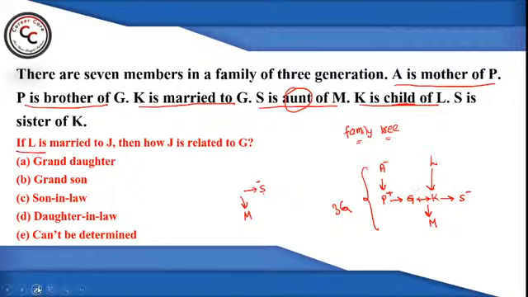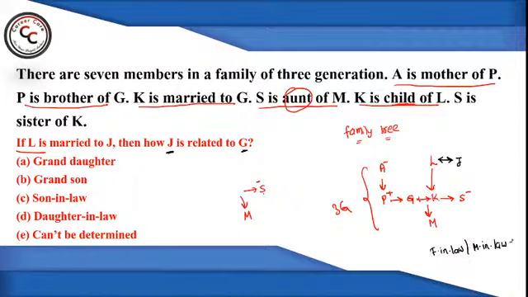See, if L is married to J, then how is J related to G? Just choose an option. How is J related to G? What answer do you get for this? G's partner is K and K's parent is J.